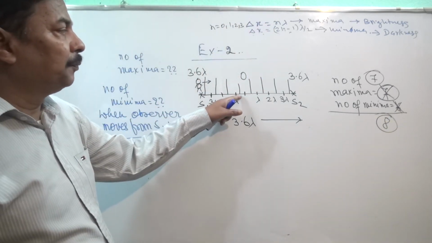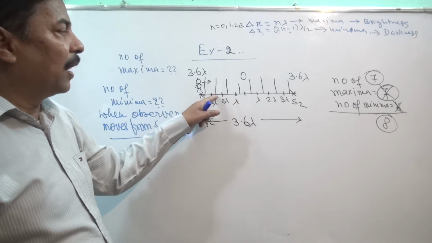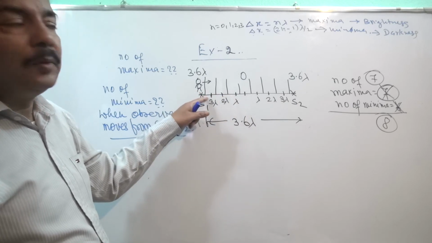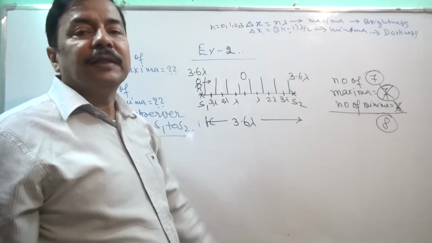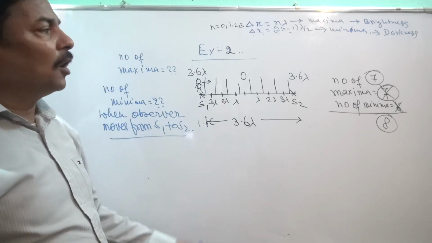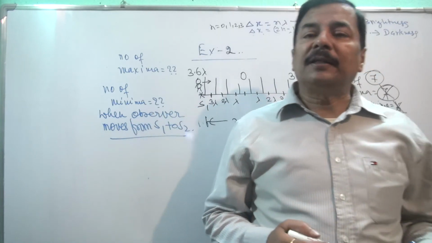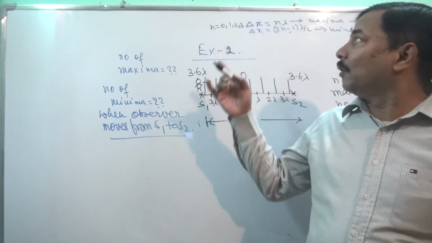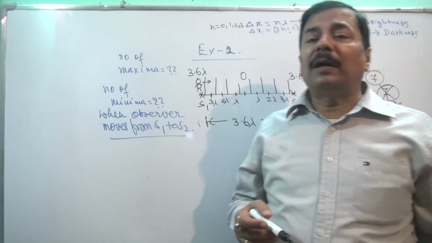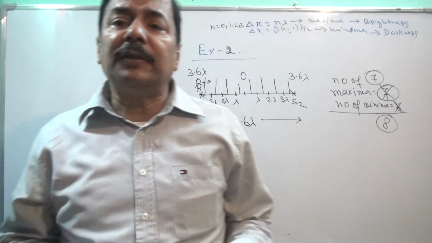Lambda by 2, 3 lambda by 2, 5 lambda by 2, 7 lambda by 2. 4 on this side, 4 on this side. So this way we can solve this type of simple problems, which will help you for better understanding of the subject matter of the concept, that what does it mean by path difference is 0.